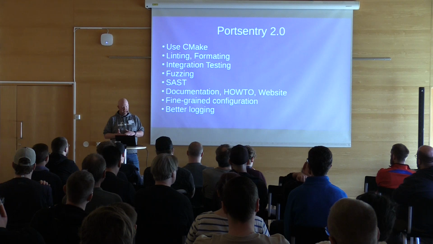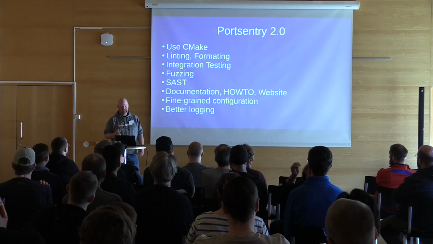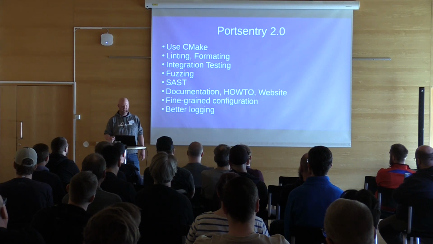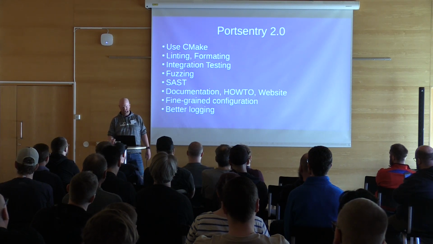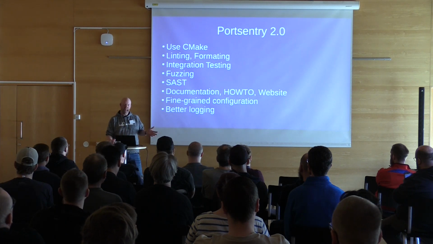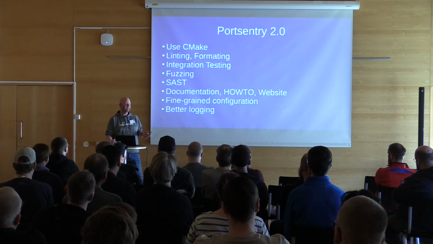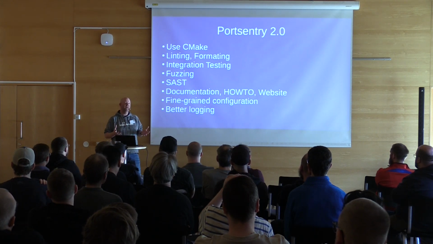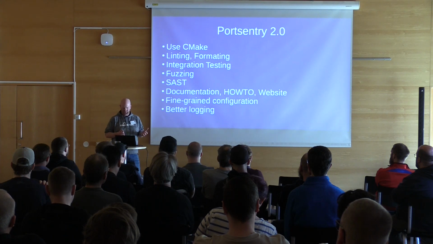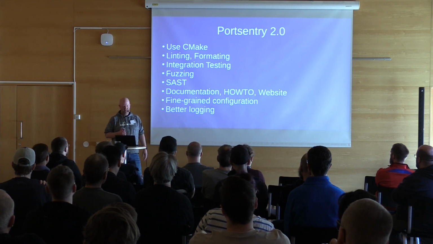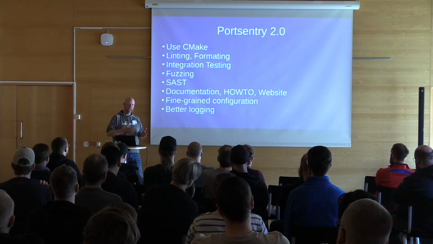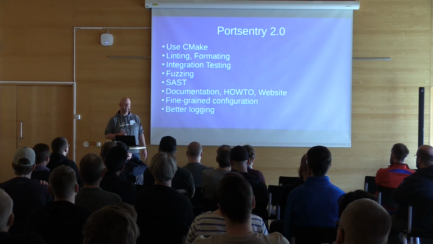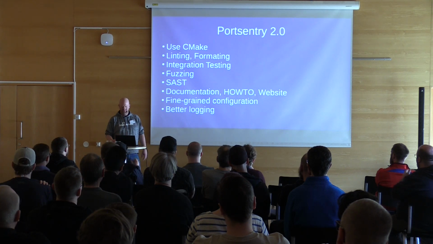I switched to CMake. I added linting and formatting, and I started doing integration tests and fuzzing, also static analysis of the code. Did a little bit better logging, and I also added the documentation. Being a long-time user, I had a very good working knowledge of how PortSentry worked, but I realized that there are a lot of scenarios, like the use cases I showed you before, which people might not really get. So yeah, I added that.